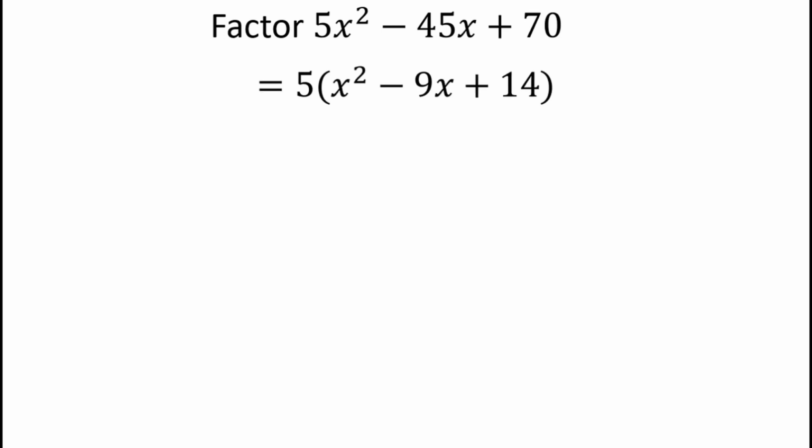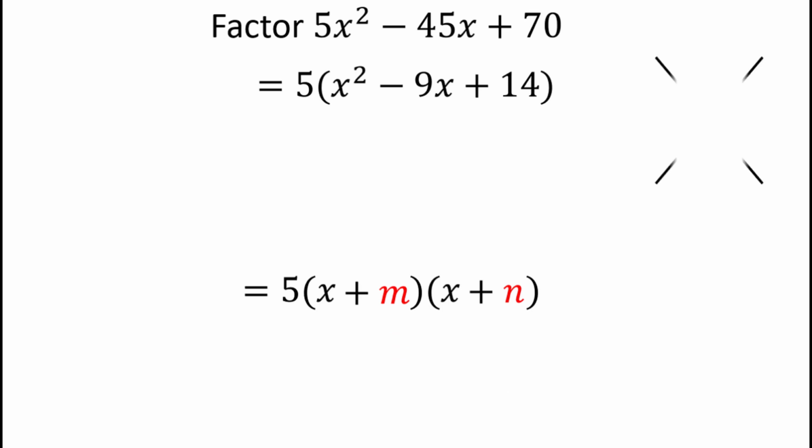Now we need to work on just the inside of the parentheses, x squared minus 9x plus 14, and see if we can factor that using the reverse FOIL process we've been discussing. I know my two binomials will each start with x, but don't forget the 5 out front. I also have the two other numbers, m and n. I'm going to draw my chart and put -9 up here and 14 down here.